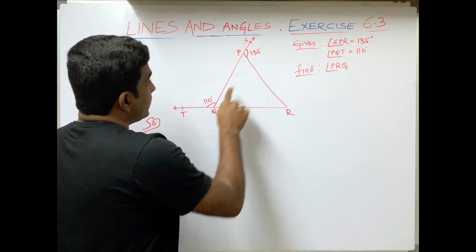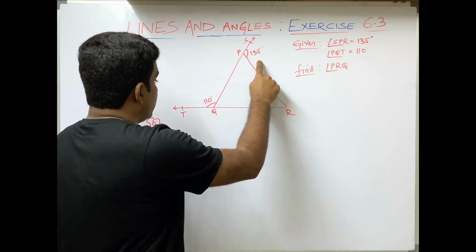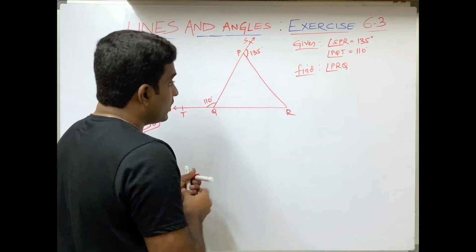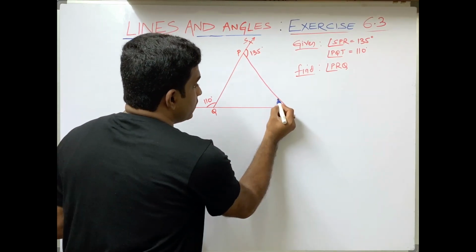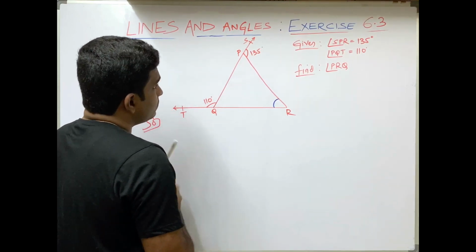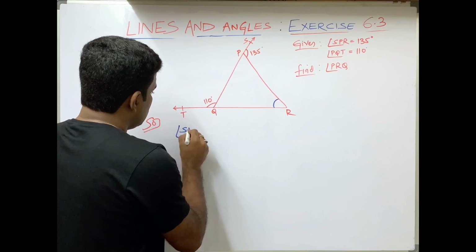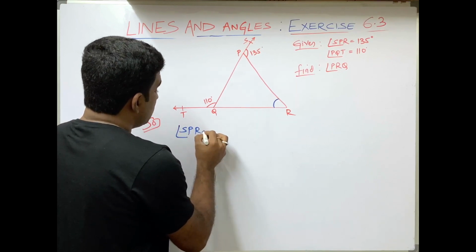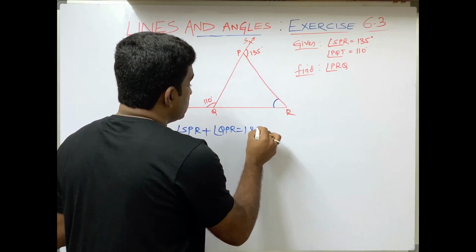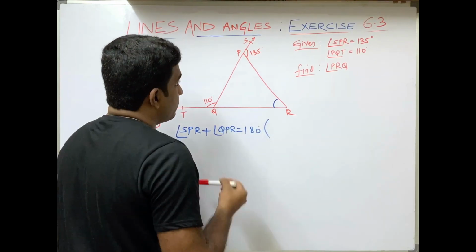They gave angle SPR as 135 degrees, angle PQT as 110 degrees, and they told us to find angle PRQ. What we'll do is first, angle SPR plus angle QPR equal to 180 degrees. Why? These two are a linear pair.